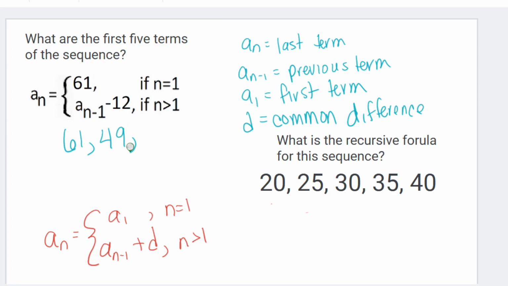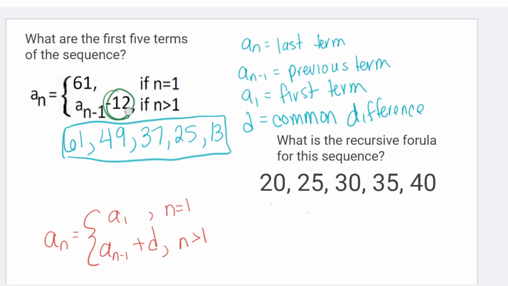So I found the first 2 terms. So I'm going to keep subtracting that 12 until I get 5 terms. And that's all you do right there. You use your a1, and then whatever your common difference tells you to do, you use that repeatedly. And that's how you generate your sequence.